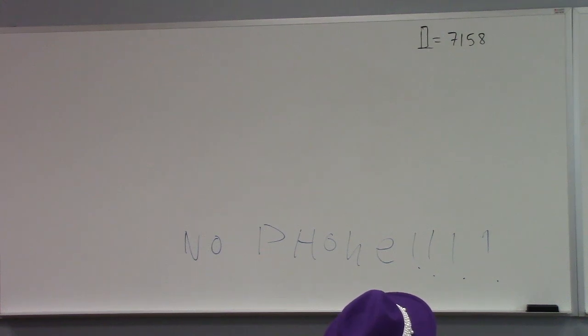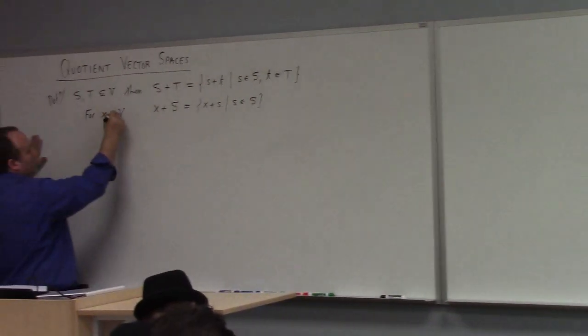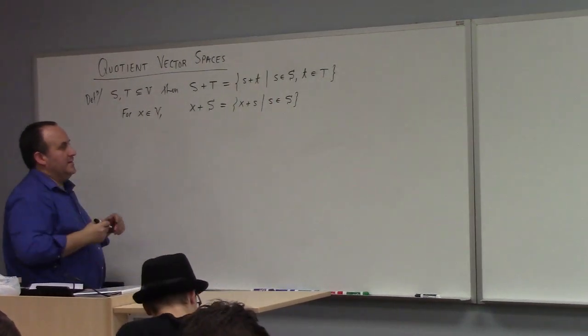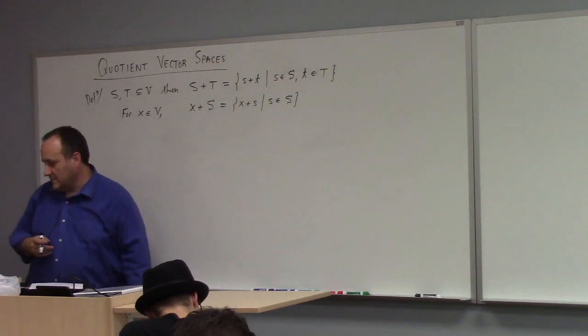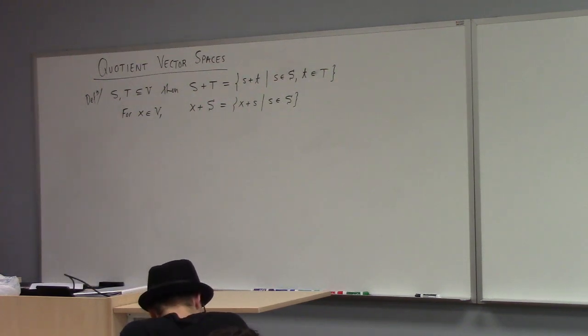And also, if we were to say X plus S, this is X plus, say, little s, such that little s is in S. This is for a vector X in the vector space. So we can take a vector in the vector space and add it to a set, and what it does is it just shifts the set over all by that particular vector, whatever it is.